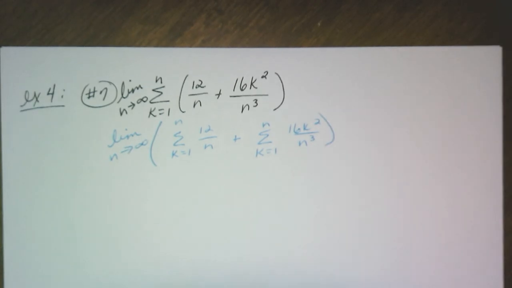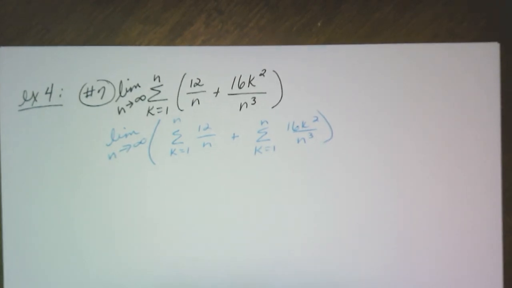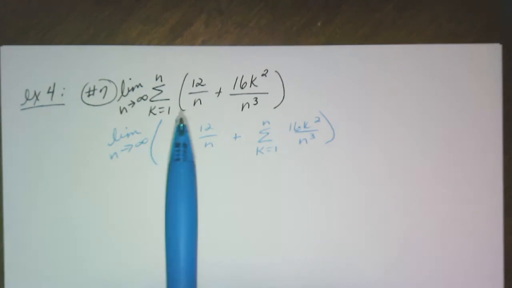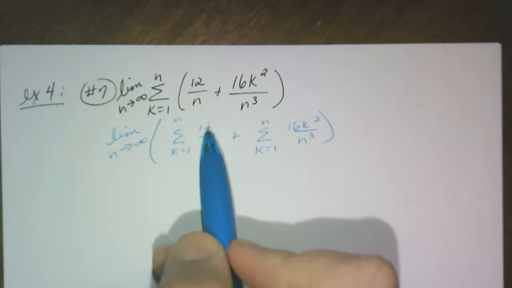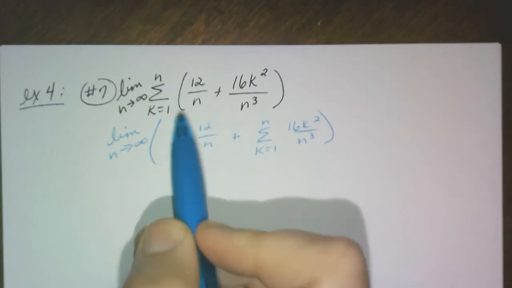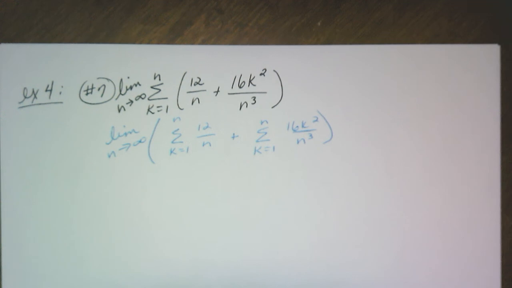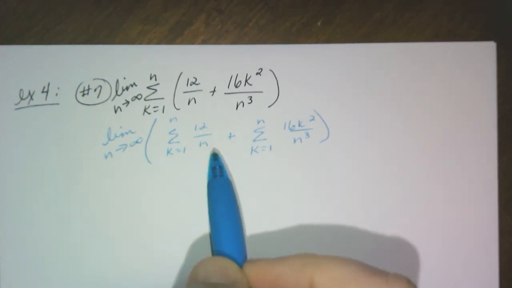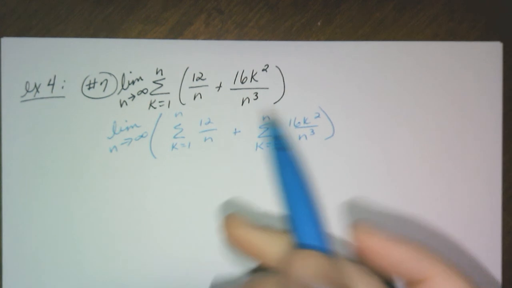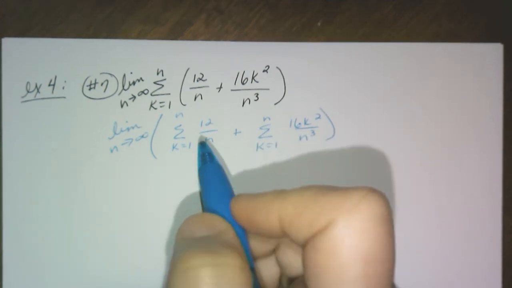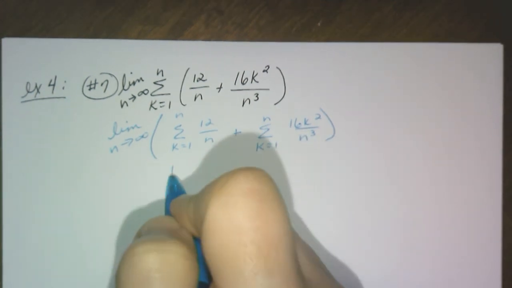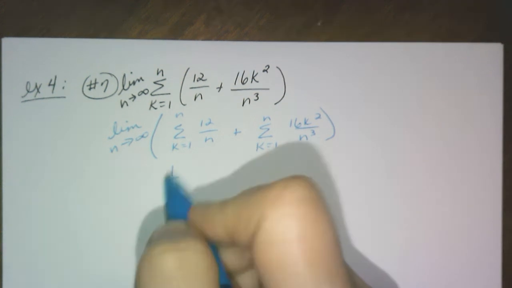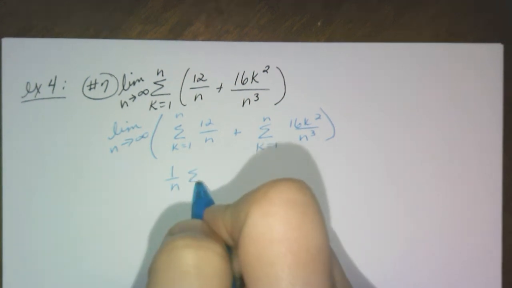Okay, now let's talk about what this is going through. This is really 12 over some number n, some constant number. I can keep that 12 right there, and I can factor out a 1 over n, because it really is just a constant that I'll multiply by the sum.